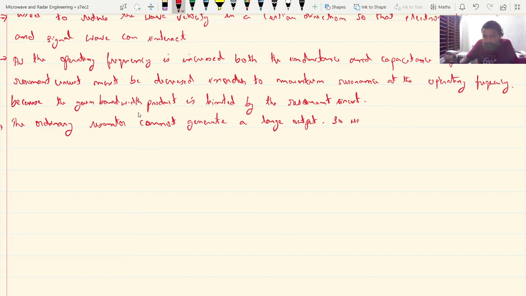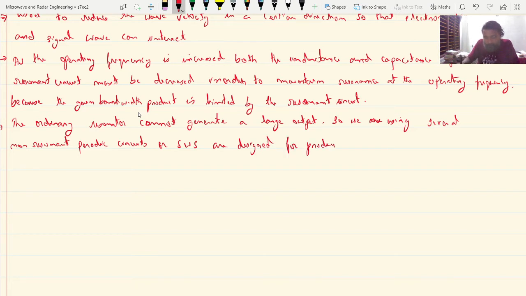So we are using non-resonant periodic circuits, or what we call slow wave structures, which we have seen just now in the figure, designed for producing large gain over a wide bandwidth, okay. This is the reason for the first point that I have written here.